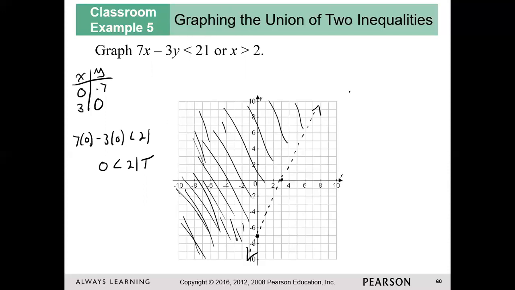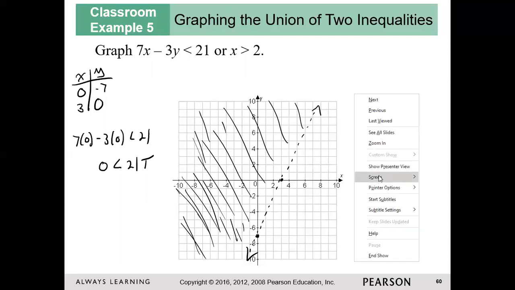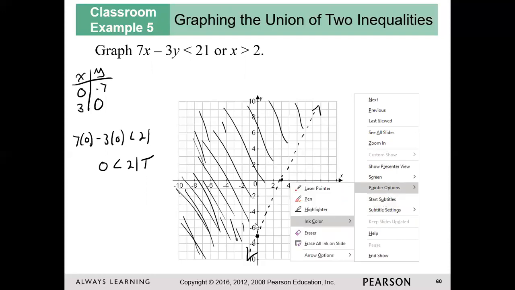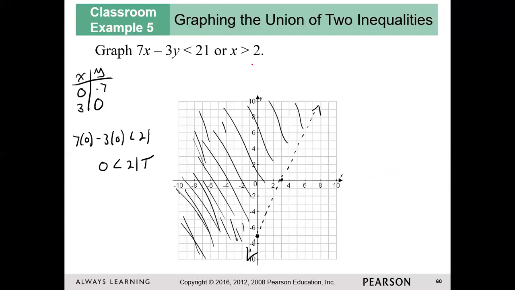Okay? Change colors. Let's go back to red for this one. Again, it's a dashed line because it's strictly greater than, and this is a vertical line again. So vertical line, dashed, put your arrows in, and it's all the stuff that's greater than. So I'm going to shade everything here on this side right there.